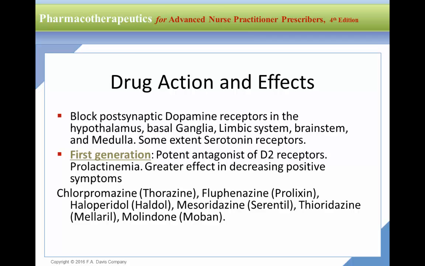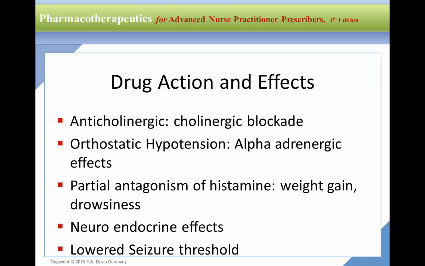So we have the first generation and we have the second generation. First generation, very, very old, used, and of course has more side effects. Those are your Thorazine, Prolixin, Haldol, of course, will be your prototype. But in addition, there is Serentil and Mellaril, etc. So remember, what they do is antagonize dopamine receptors. And I gave the explanation of prolactinemia in class as well.